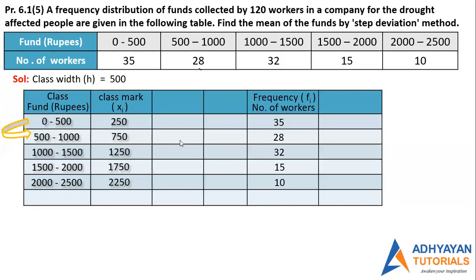Okay, students. Now I have to write di, and the formula for di is xi minus a. What would be the best number out of the class marks 250, 750, 1250, 1750, 2250 to be assumed as a? Write on the chat box. 1250. Perfect. Dhanashri, perfect. Ragashri, perfect. Yes, Lehar, 1250.